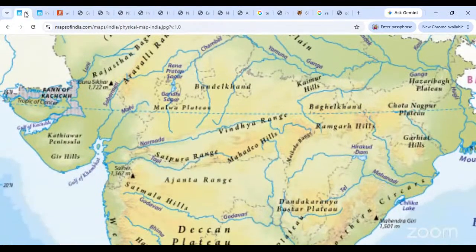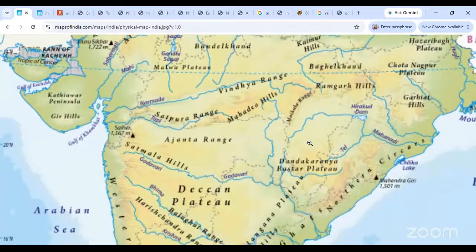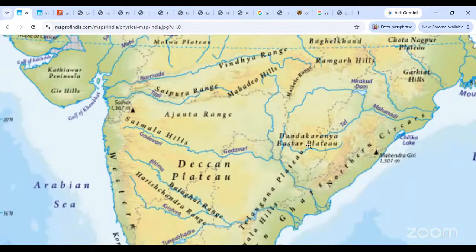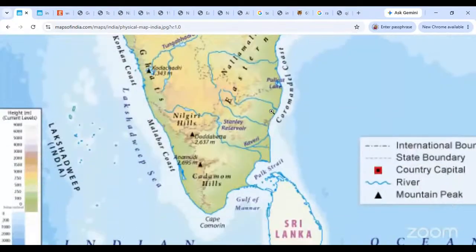Here we are talking of the Michael range over here. Can you see the Michael range over here? That is the Michael range. Then this is going to be the Dandakaranya plateau. Can you see the Dandakaranya plateau? This is Michael. This is Dandakaranya Bastar plateau. This is the Harishchandra range. And lastly, you have the Javdi hills.